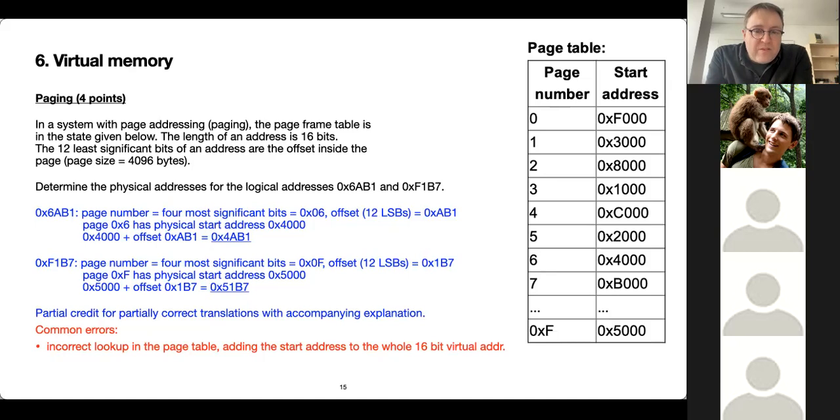And the same for F1B7. So we have to look at the last entry, 0xF, which has a physical page at 0x5000. So we end up at 5000 plus our offset 1B7, which is 51B7. Again, partial credit if partial things were correct. No credit for just writing down the resulting address, because that would have been a bit too easy in an online exam, right? Common errors are that you just missed the line at the page number or did an incorrect lookup, or you actually added the start address to the whole 16-bit virtual address instead of removing the virtual page number first. So those are common errors that could show up here.